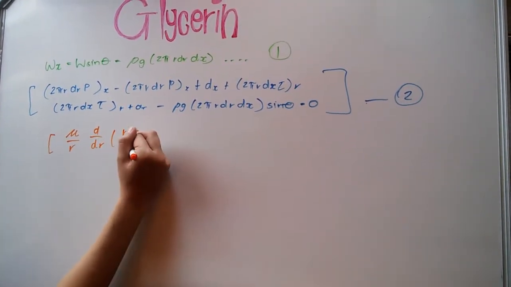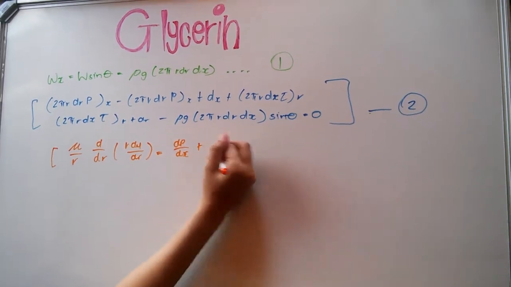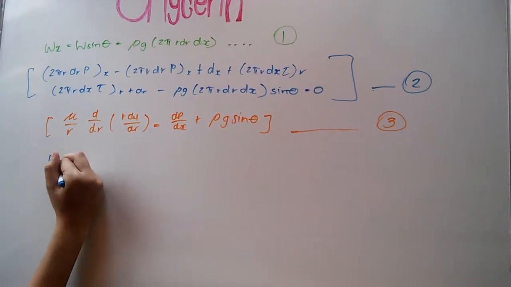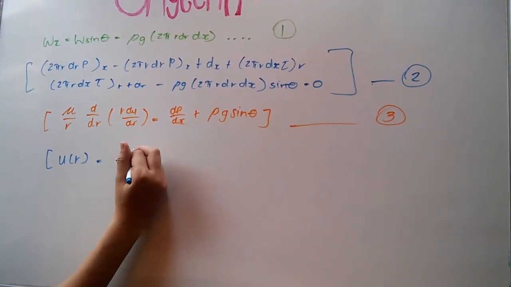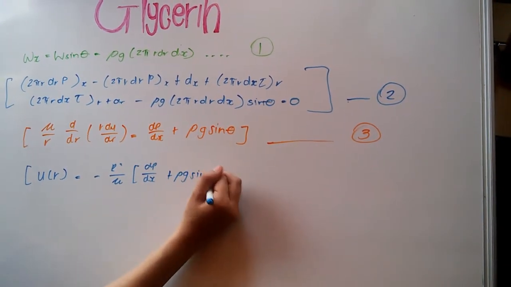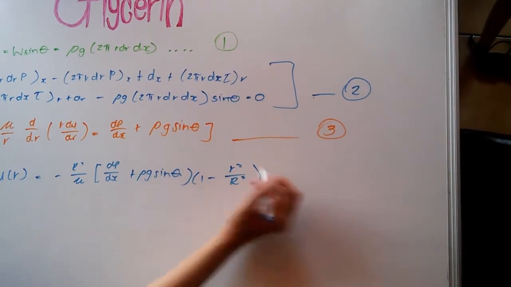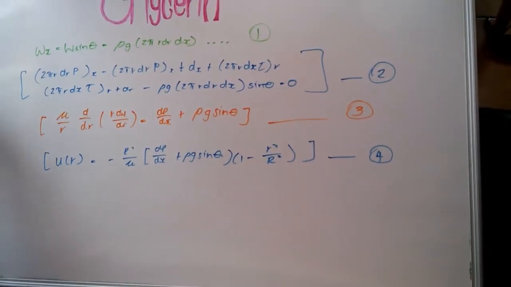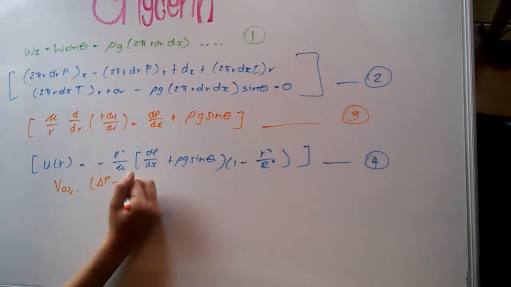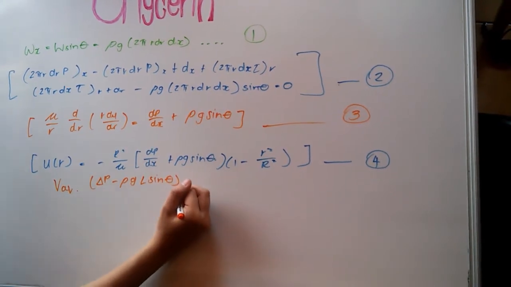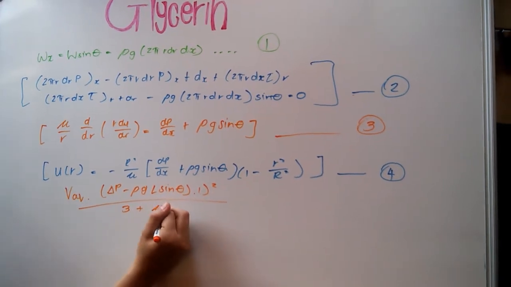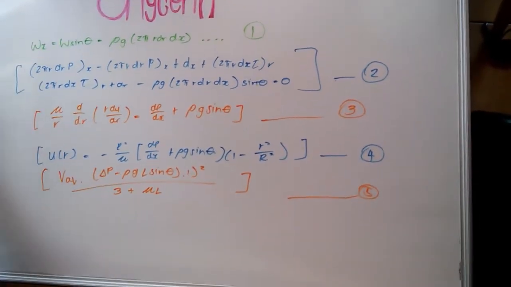In equation 3, which results in the differential equation. Equation 4, following the same solution procedure, the velocity profile can be shown to be as follows. In equation 5 and 6, it can also be shown that the average velocity and the volume flow rate relations for laminar flow through inclined pipes are, respectively, as follows.